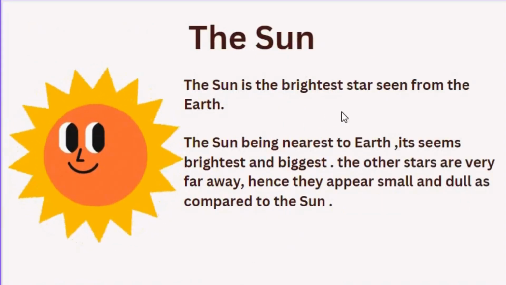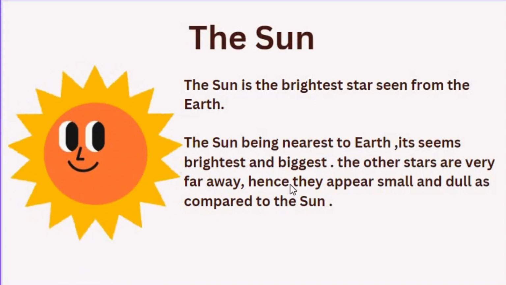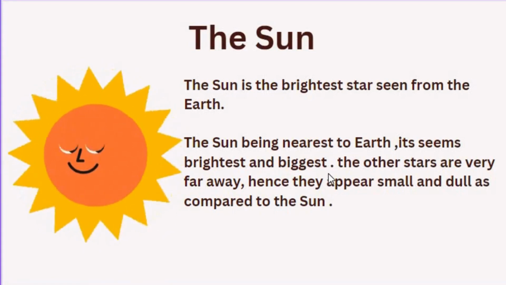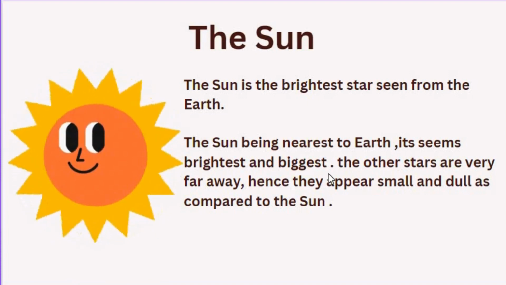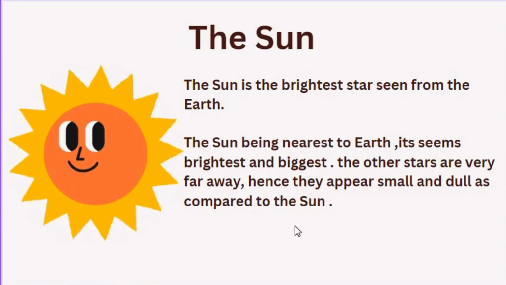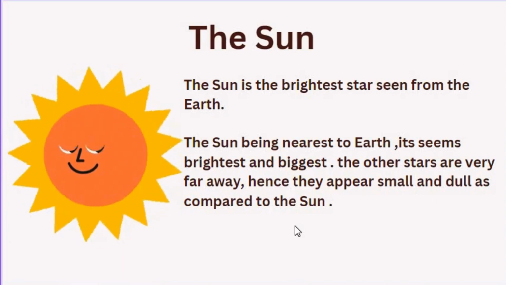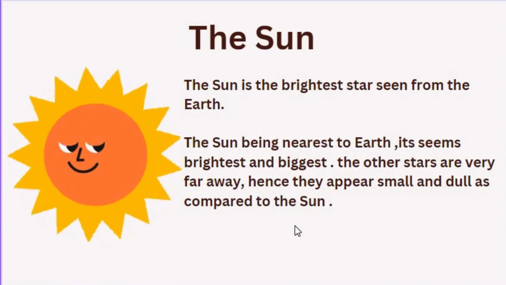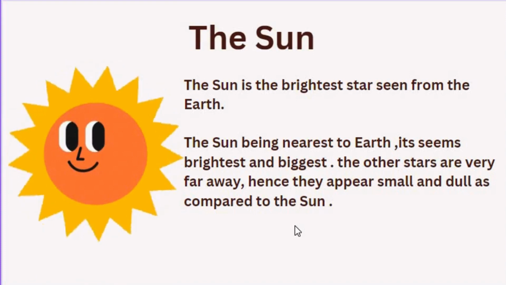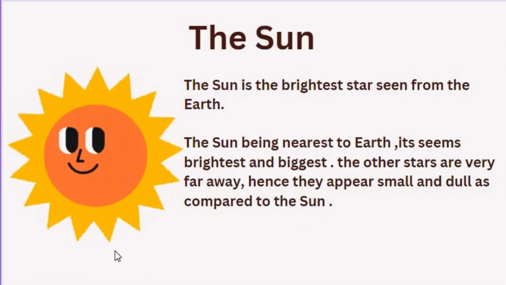Sun is the brightest star seen from the earth. The sun being nearest to earth, it seems brightest and biggest. Sun जो है nearest to earth है, that's why it seems brightest and biggest. The other stars are very, very far away, so they appear very small and dull as compared to sun. So the sun is also a star, but the sun is nearest to the earth. That's why the sun looks so big, biggest and brightest. Other stars are very, very far from the earth, that's why they look small and dull as compared to sun.